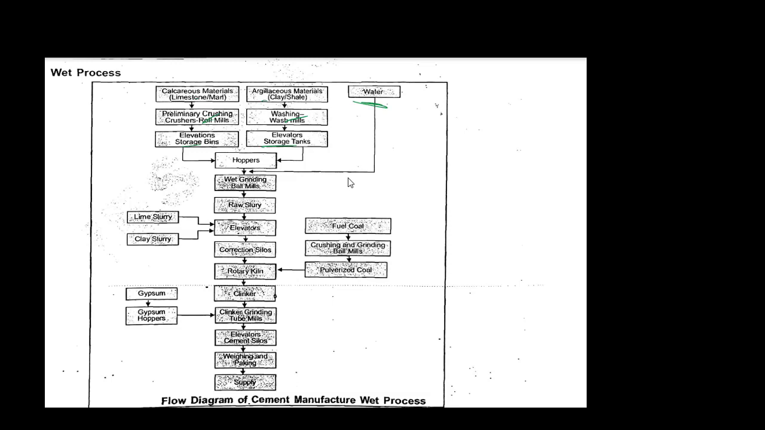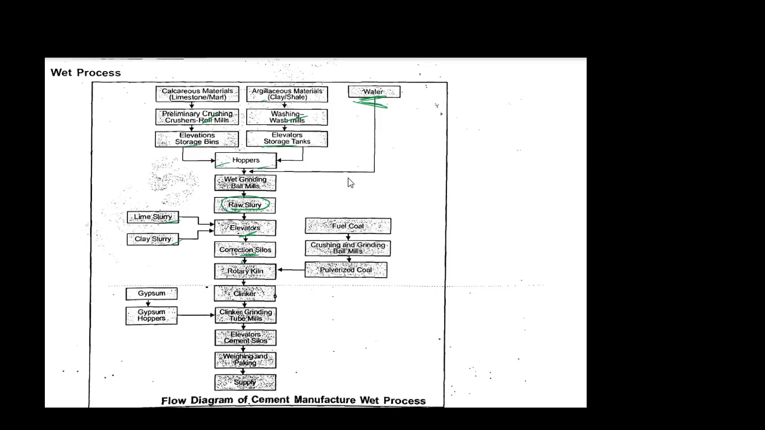Then they are combined in the hopper, and wet grinding is done in the ball mills. Because water is added here, it becomes like a paste, and a raw slurry is formed. Slurry is basically a combination of solid and liquid. The slurry is passed through the elevators to the correction silos, where lime slurry and clay slurry are mixed together. After the correction silos, it is fed to the rotary kiln.